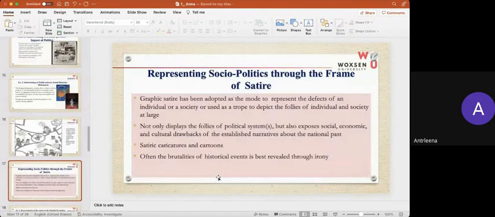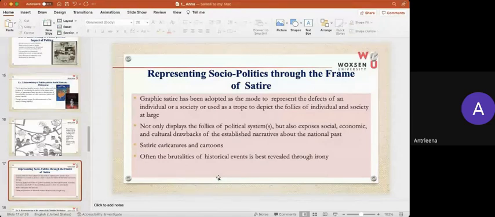So, representation of sociopolitics through the frame of satire. Now, this is another parameter. A satire can be used very interestingly to depict sociopolitical biases. For instance, graphic satire has been adopted as a mode to represent the defects of an individual or a society, or used as a trope to depict the follies of individuals and society at large, and not only displays the follies of political systems, but also exposes social, economic, and cultural drawbacks of the established narratives about the national past.